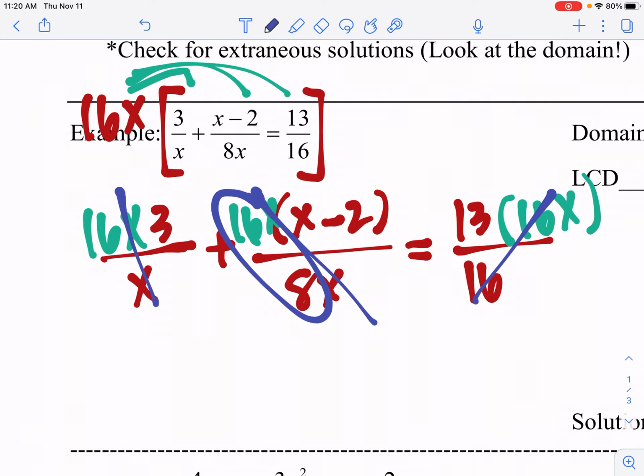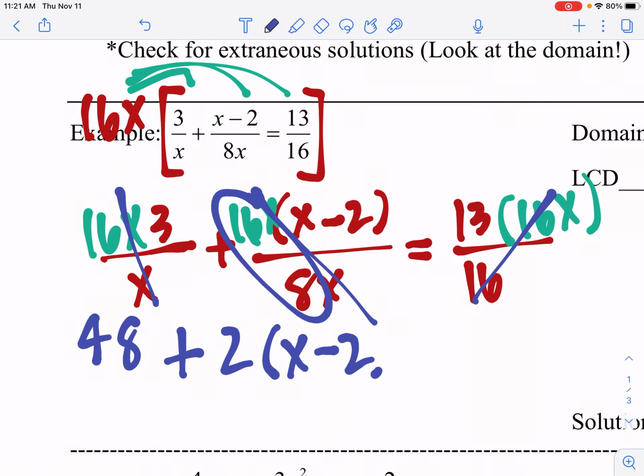Okay. So now I'm just going to simplify. 16 times 3 is 48. 16 divided by 8 is 2. Oh, that was a plus. X minus 2 equals 13 times x is 13x. So what we've done is we found that number, 16, and the variable x, to multiply across to cancel out.